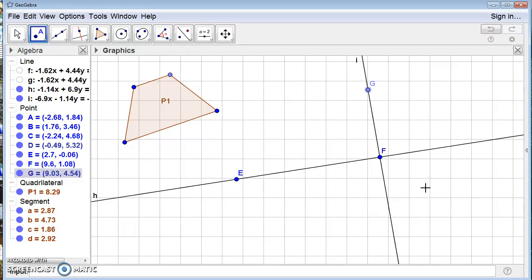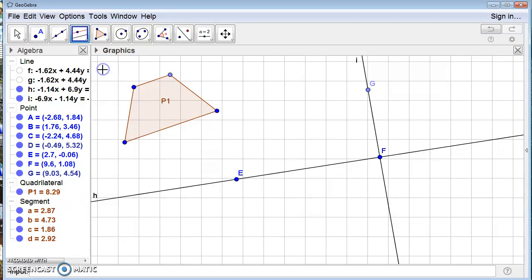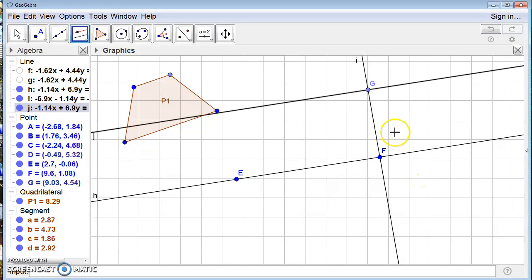So I need another side, and I know that this side also has to be parallel to this side. So I'm going to go back and use the same trick we used with the trapezoid, and do a parallel line. I click on the point and the line I want to be parallel to. Voila, I have a parallel line. Now I'm really close. I've almost got it. The question is, where do I put the other corner?